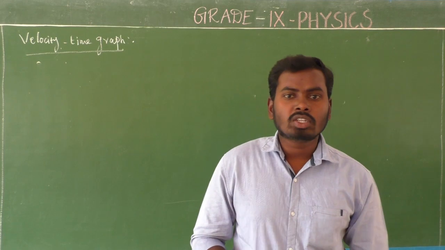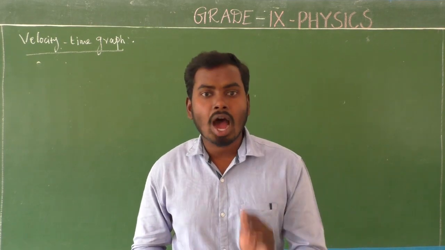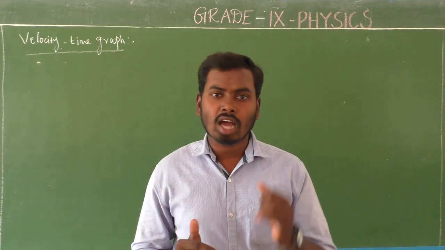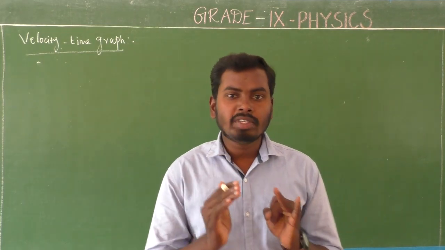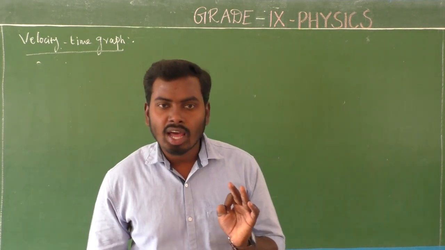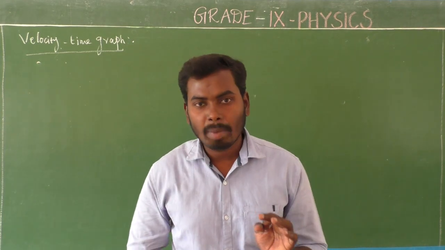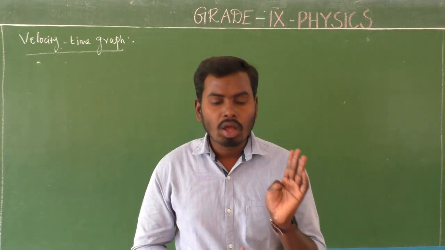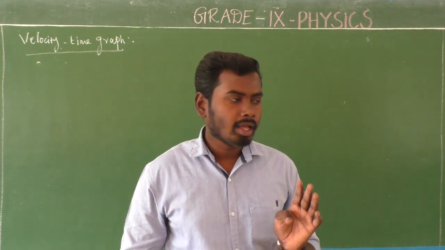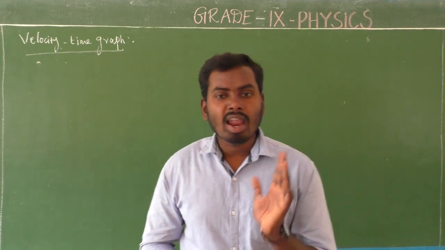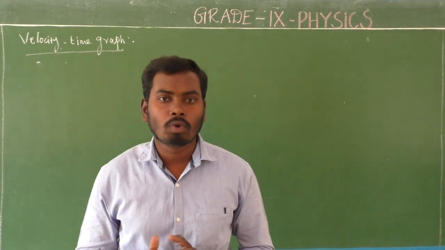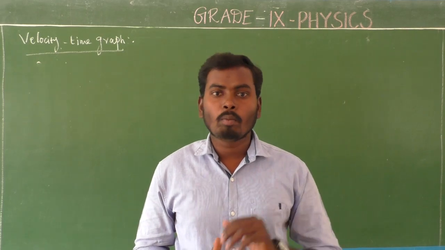What is the first one, sir? First, when an object's velocity, which means speed, changes at uniform rate. Second, when an object's velocity changes at non-uniform rate. Third, when the velocity of the object remains constant. Fourth, when the velocity of the object decreases at uniform rate. Fifth, the last one, when an object's velocity decreases at non-uniform rate. That's all. So the velocity time graph works under 5 conditions of the motion of the object.